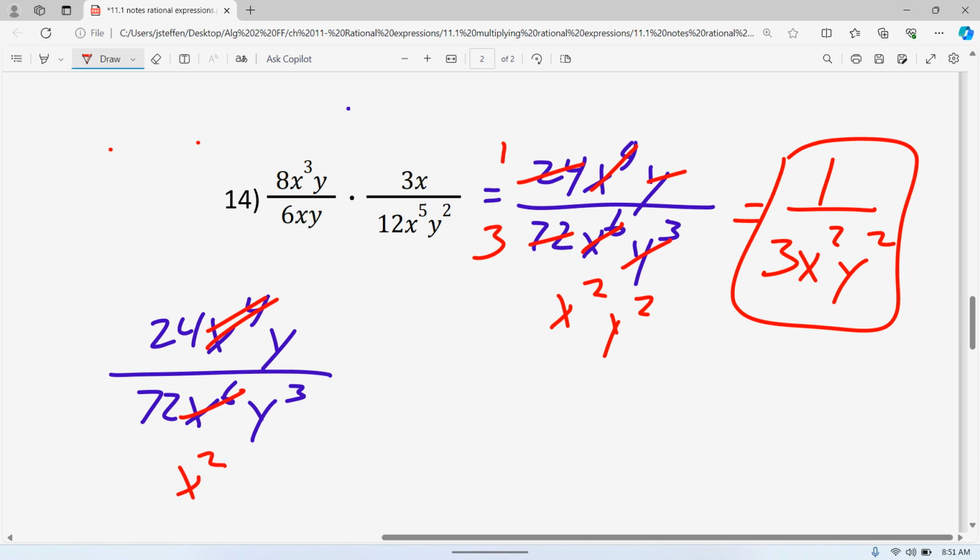Now, if you're looking to take out as many as you can, all I can do is take out 1 because the numerator only has 1. So if I take out 1, the numerator doesn't have any left. In the denominator, I take out 1, I still have 2 left. So that's where you got the x squared y squared.